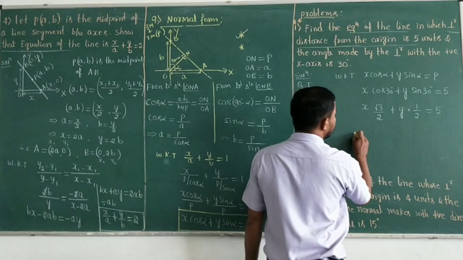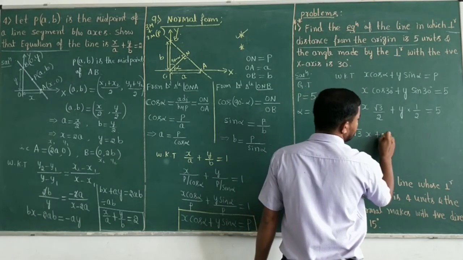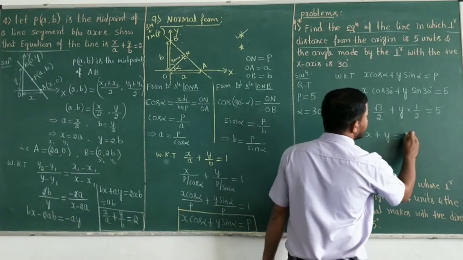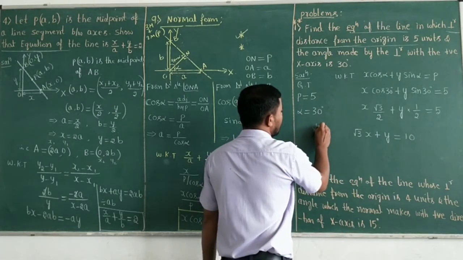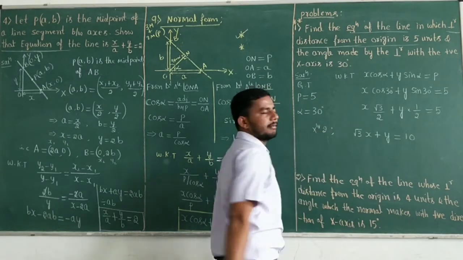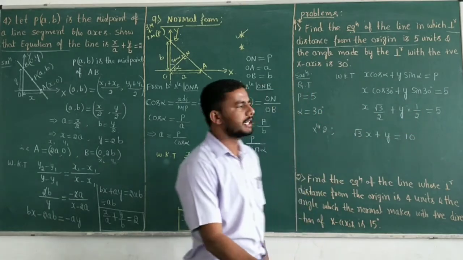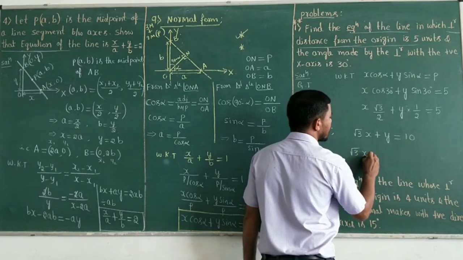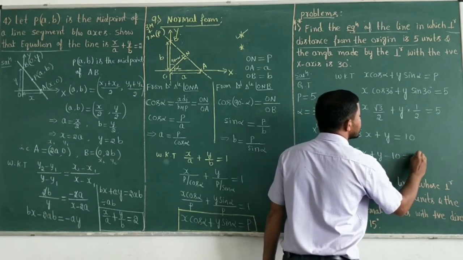So when we multiply, the result is √3 into x plus y is equal to 2 multiplied by 5, which is 10. Or in other words, the same expression can be written as √3x plus y minus 10 is equal to 0.